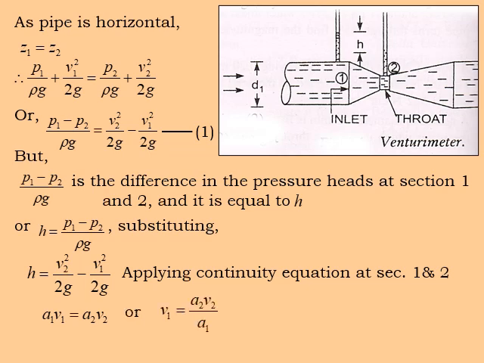Or V1 is equal to A2 into V2 by A1. Now substituting that value in equation number 1, the equation is (P1 minus P2) by rho g is equal to V2 square by 2g minus V1 square by 2g. So now you have to substitute in place of V1, V1 is equal to A2 into V2 by A1.